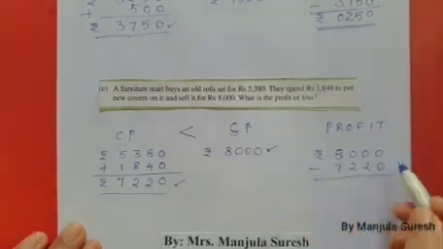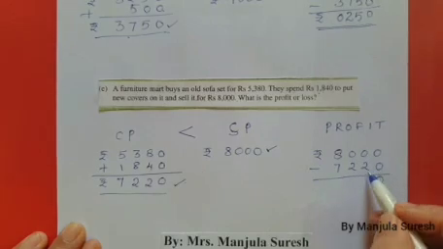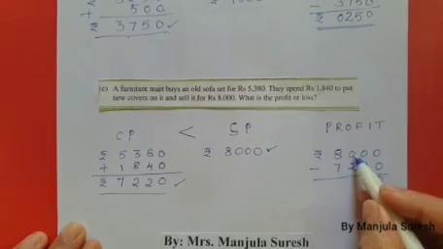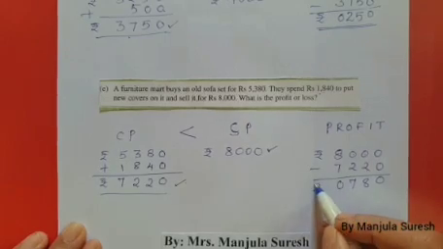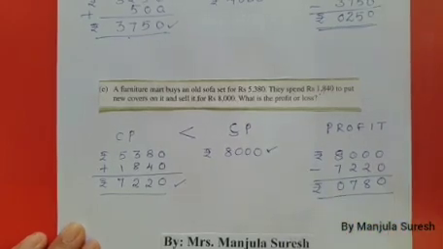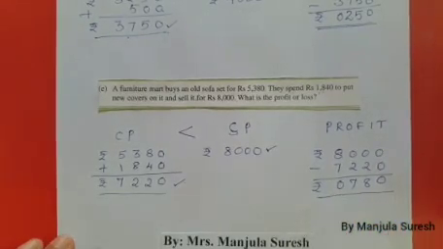This is rupees. So 0 here. 10 minus 2 is 8. 9 minus 2 is 7. 7 minus 7 is 0. So finally, rupees 780 is the profit.